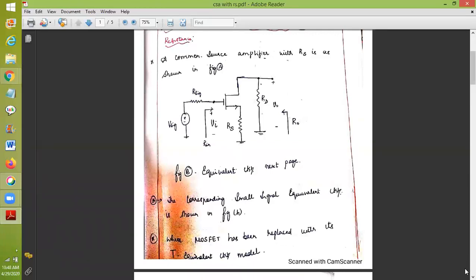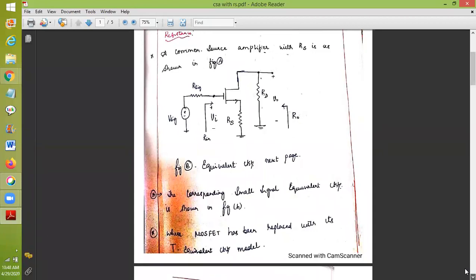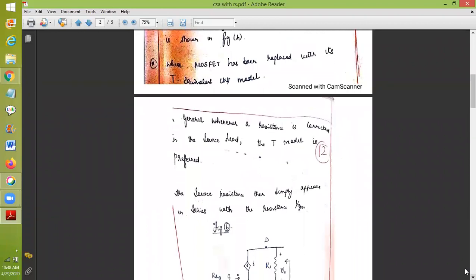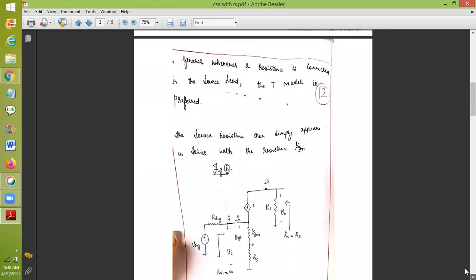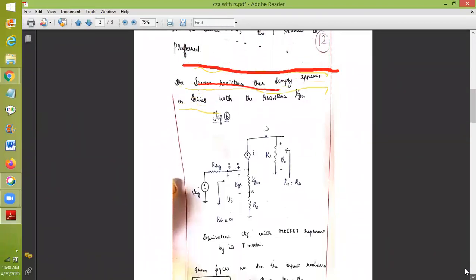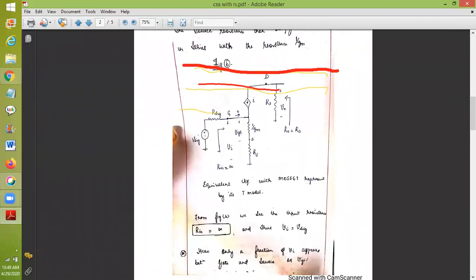Now what we will do is replace this circuitry with its equivalent. So how do we draw the equivalent circuit using the T model? Please underline this: generally, when a resistance is connected to the source lead, the T model is preferred. This is very, very important. Since the resistance is connected to the source, we have to go for the T model. I have shown you how to draw the T model.